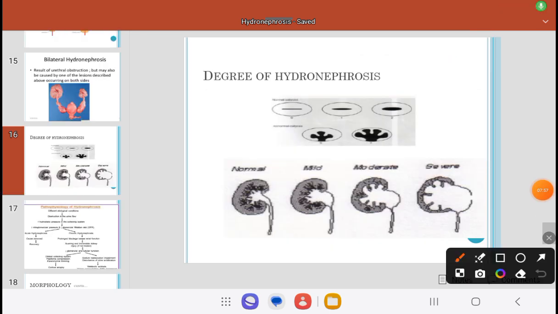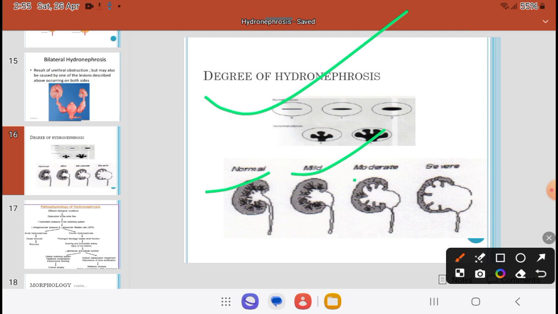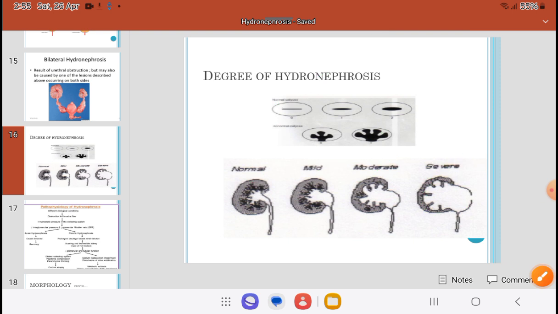There are four degrees of hydronephrosis. First is normal, of course, with no effect. Then mild, slight, moderate, and severe, very severe. There is abnormal dilation of the renal pelvis and calyx, called hydronephrosis.